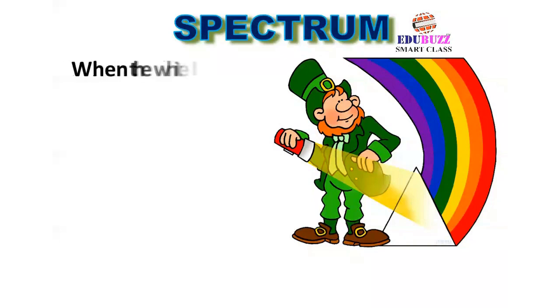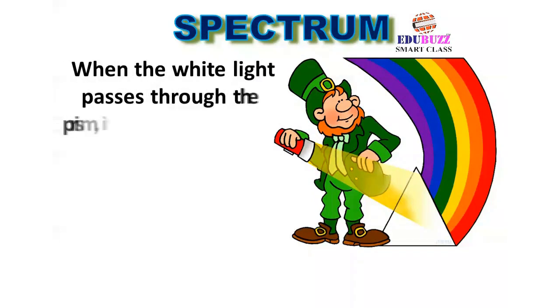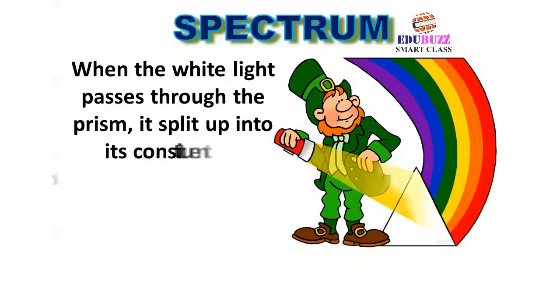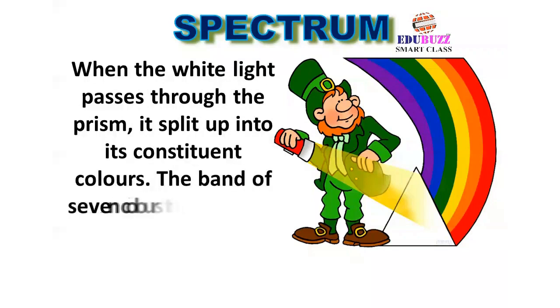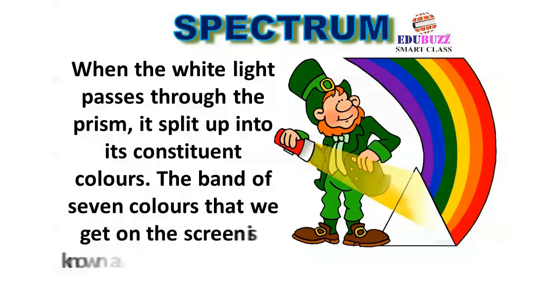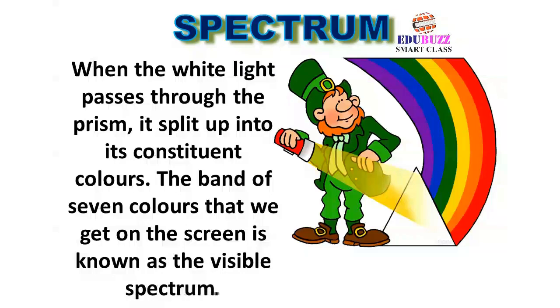Spectrum. When the white light passes through the prism, it splits up into its constituent colors. The band of 7 colors that we get on the screen is known as the visible spectrum.